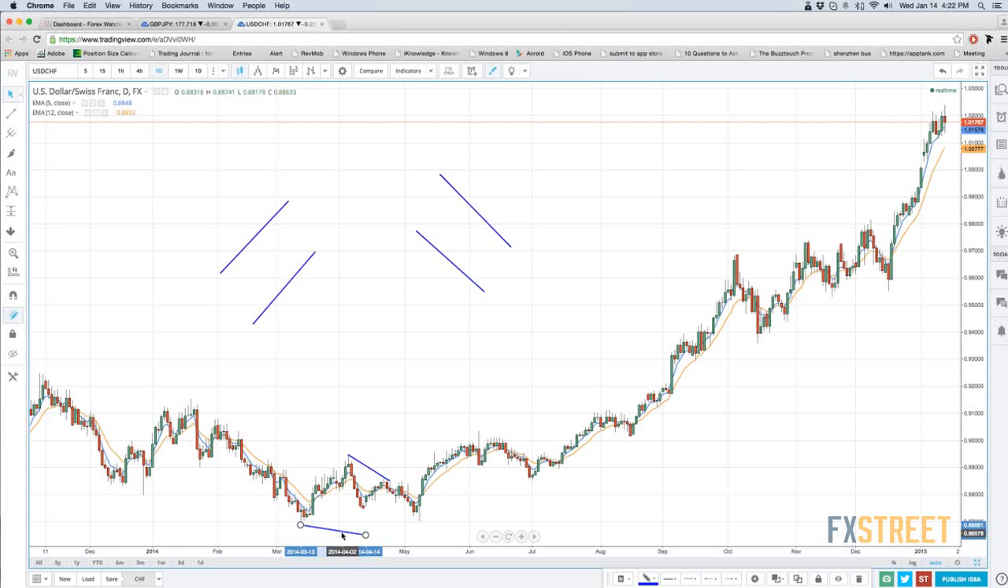Okay? So some of you guys have labeled this as a wedge. Some of you can call it a triangle, whatever you want to call it. The fact is, forget the vocabulary, learn what it means. We don't need the proper terminology. We're not here to be on CNBC. Okay, next thing.